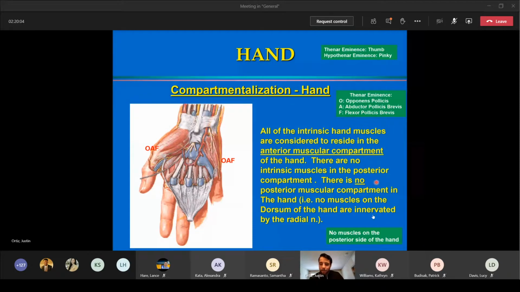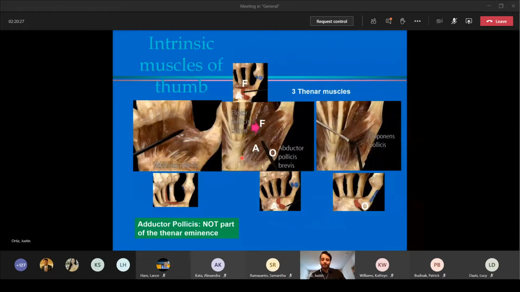And then there are no muscles on the posterior side of your hand. Oh, and then remember, you have OAF on both sides, right? You have an OAF on the thenar eminence and an OAF on the hypothenar eminence. But the OAF in the hypothenar eminence is going to be opponens digiti minimi, abductor digiti minimi, flexor digiti minimi, etc.